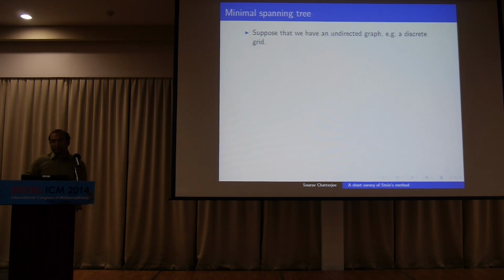So let me just give you a little bit of detail about one example. Let's say the minimal spanning tree. So suppose you have an undirected graph, for instance, a discrete grid.